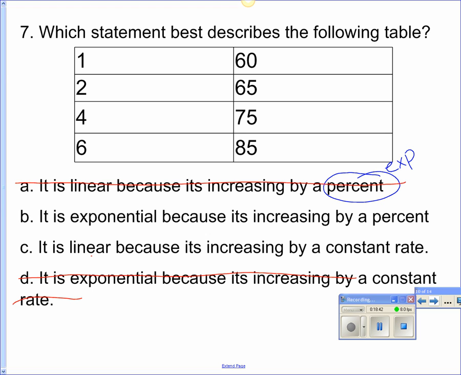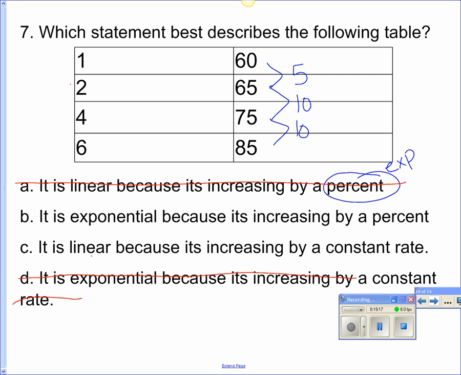If you look right here, you got to be careful on this one. This is the reason I put this one on. This is a very tricky one. From 60 to 65 is how much? 5. And from 65 to 75 is what? 10. And from 75 to 85 is 10. However, this is what they did on this one. From 1 to 2, it's 5. But then from 2 to 4, it is 10. But what did they do here?